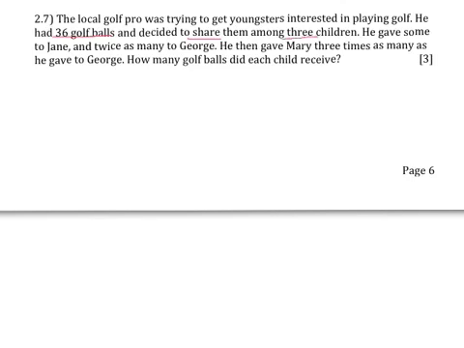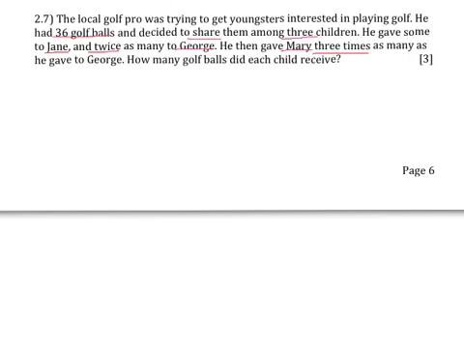Okay, so obviously the 3 is quite important. And then you've just been given the children. You've got Jane and George and Mary, and then they're given different amounts. So give some to Jane, twice as many to George. So twice, that's obviously also quite important. And 3 times as many as he gave to George.